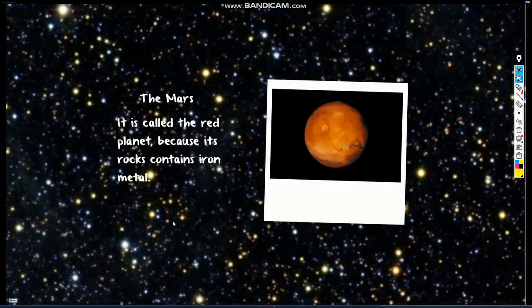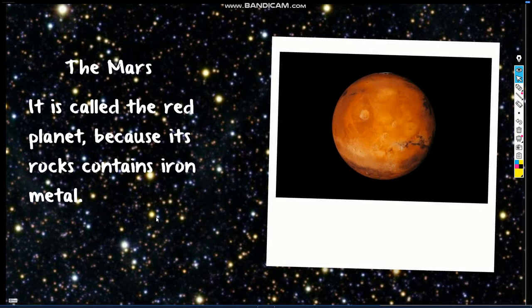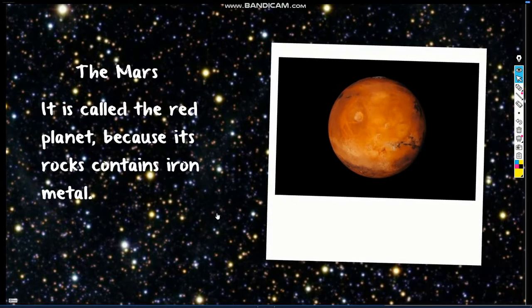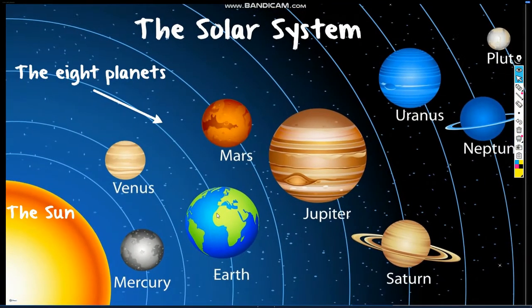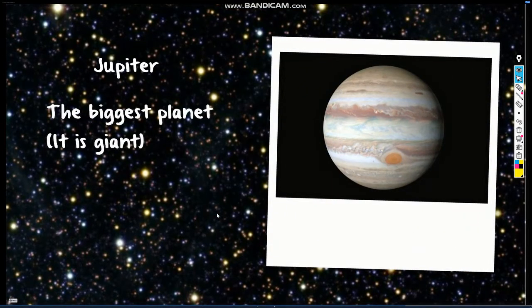Next we have Mars. It's called the red planet. Why? Because its rocks contain iron metal. It contains iron metal, this is why it's called the red planet. Next we have Jupiter. It's the biggest planet and we call it the giant planet.